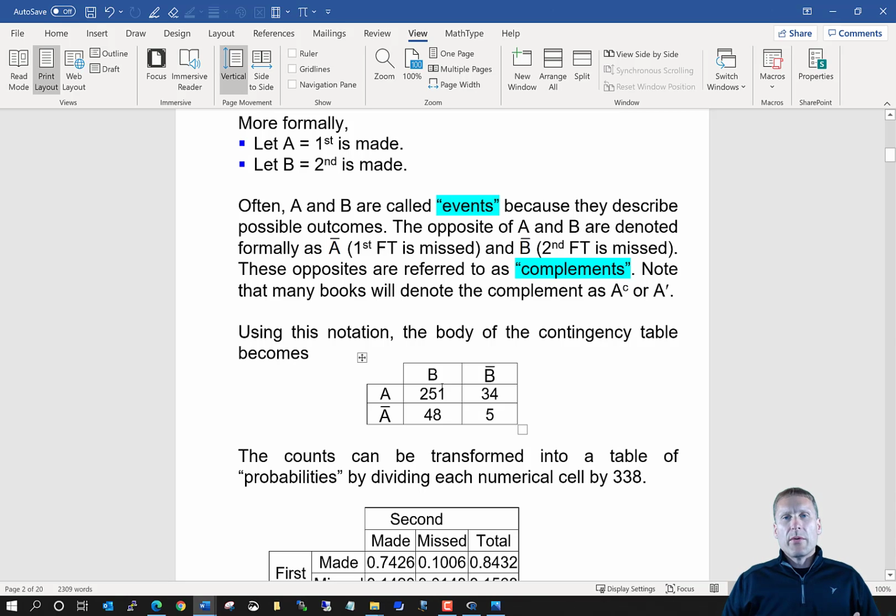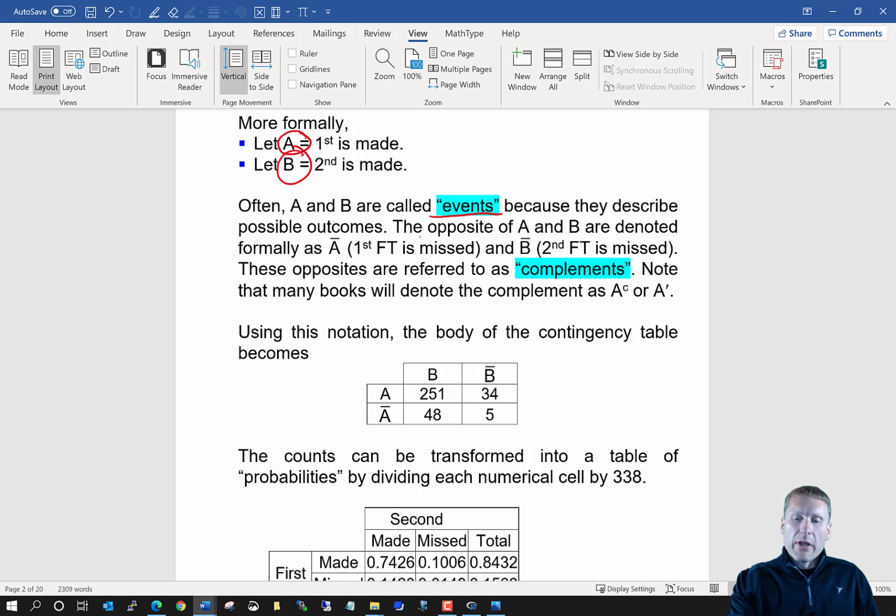Now, we will often want to define quantities like what we just saw in a more generic manner in terms of, let's let the letter A simply denote that the first free throw is made, and the letter B denote that the second free throw is made. In statistics, then, we call this A, this B, or the corresponding meanings for A and B for this particular example, events. And the reason is because they define or they describe possible outcomes that could occur.